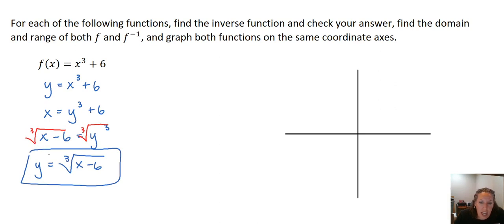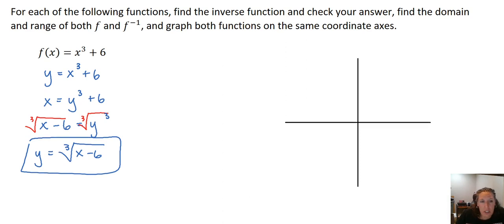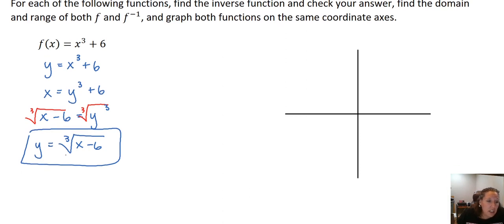And we can check that by one of two ways. We can plug in our cube root of x minus 6 in for our x on our f of x function, so plug our answer into our original and vice versa. Or we can look at the graph and see that they're the mirror image. To check our answer, let's go ahead and plug in and do it analytically.